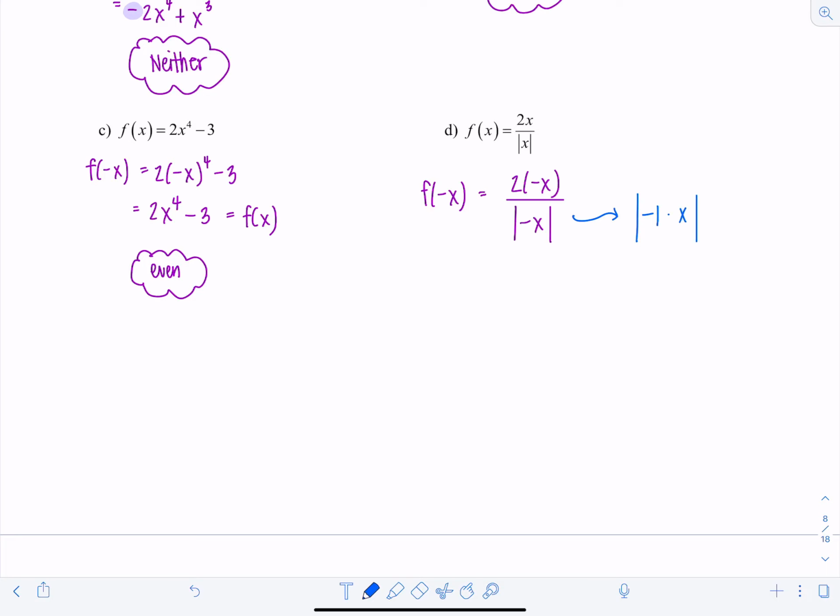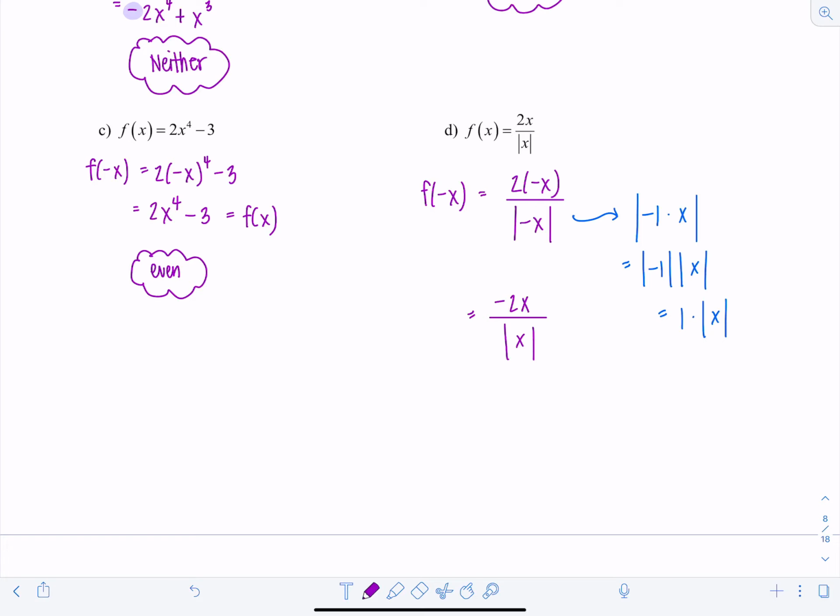In absolute value, I can break that up into the product of the absolute value of negative 1 times the absolute value of x. And we know the absolute value of negative 1 is just 1, and then I have times the absolute value of x. So in the denominator, when I simplify absolute value of negative x, I just have absolute value of x. So the negative goes away, but you do have to keep the absolute value bars, okay? Those don't go away. And then in the numerator, I have a negative 2x.